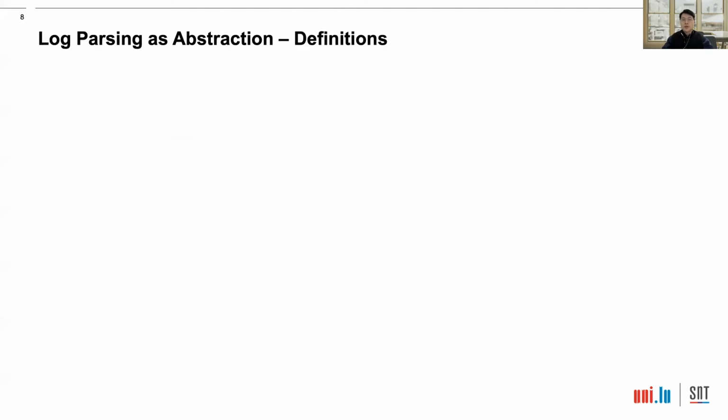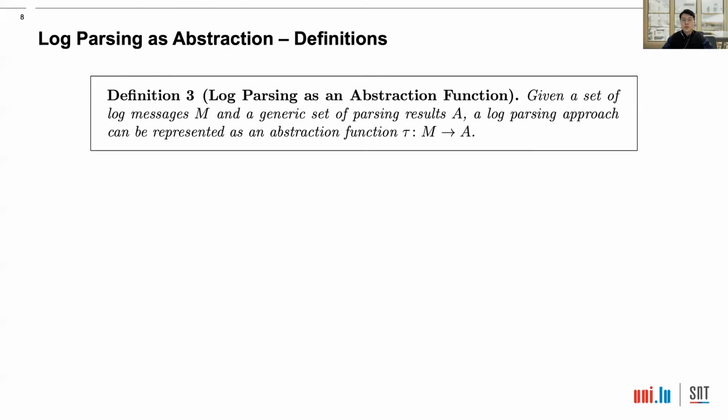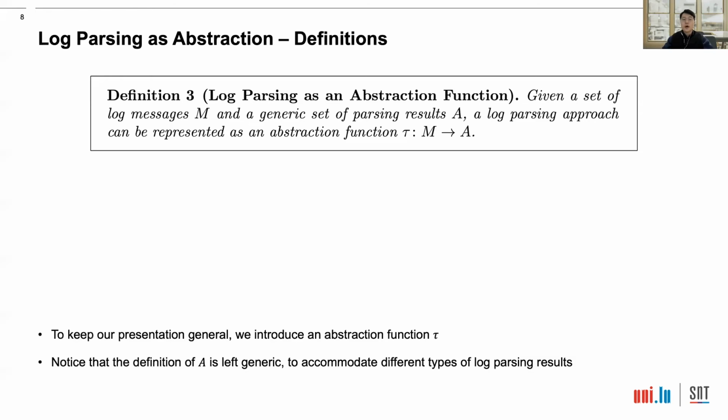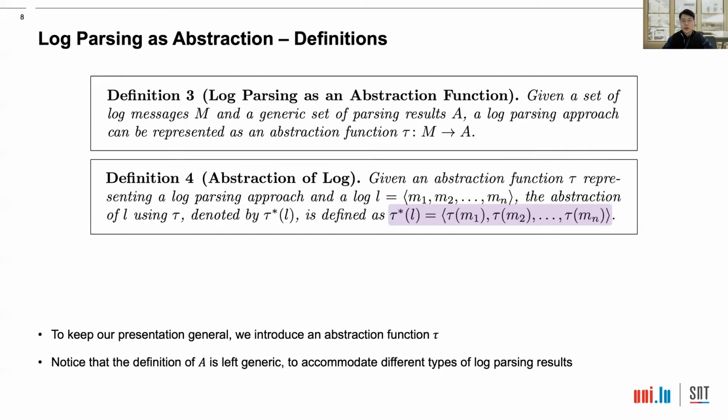Based on the idea, we can define log parsing as an abstraction function. Given a set of log messages M and a generic set of log parsing results A, a log parsing approach can be represented by an abstraction function tau, which takes M to A. To keep our representation general, we introduce this abstraction function, and the definition of A, a set of generic abstraction results, is left generic to accommodate different types of log parsing results.